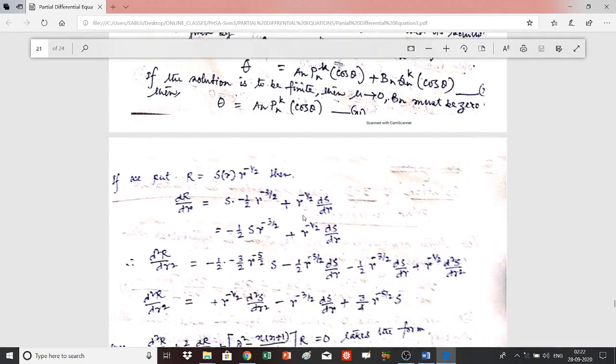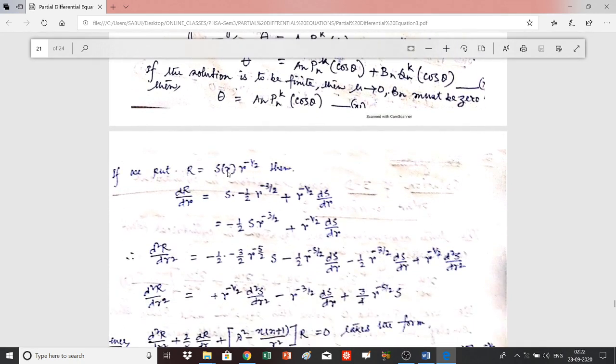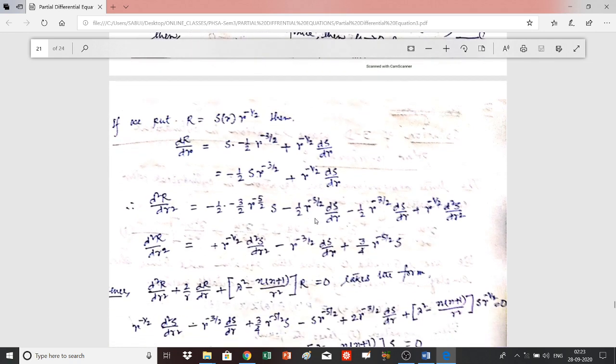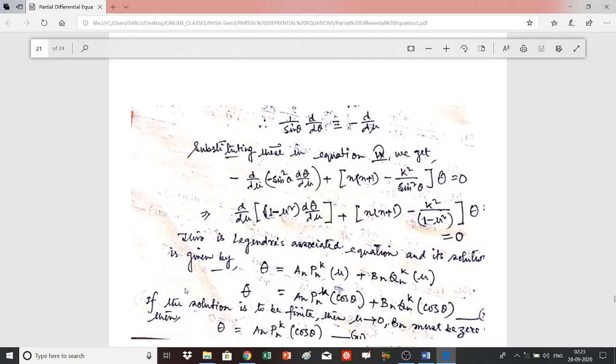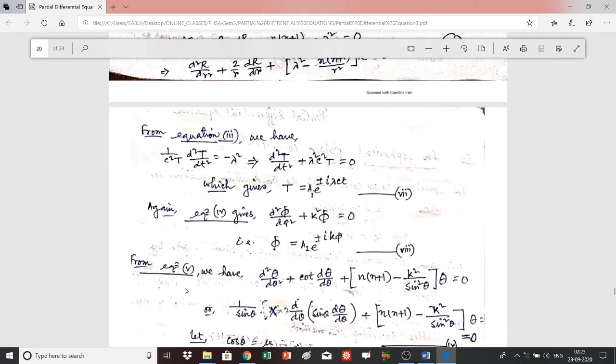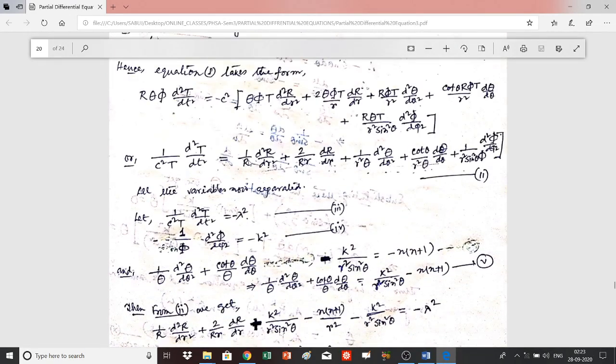Now you also consider that R is equal to S function of r to the power minus half. If you take R is equal to this, then dR by dr is equal to, just differentiate this with respect to r, that will give you these and these, and finally these and these. Just do it. Nothing is very different and very new in this expression here. So d2R by dr square is finally calculated as this. Okay, this. Now substitute these values in this expression that was found here.